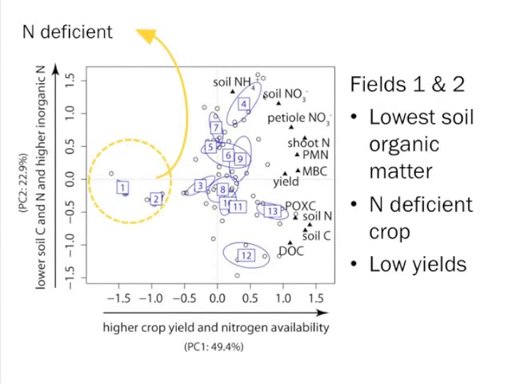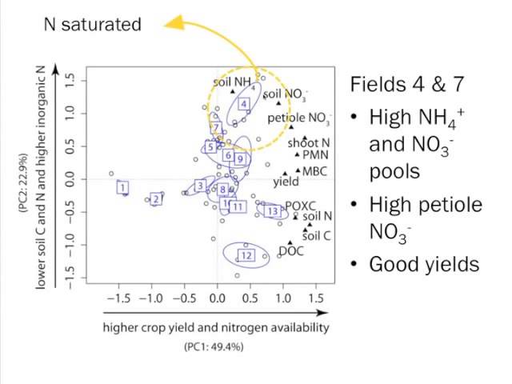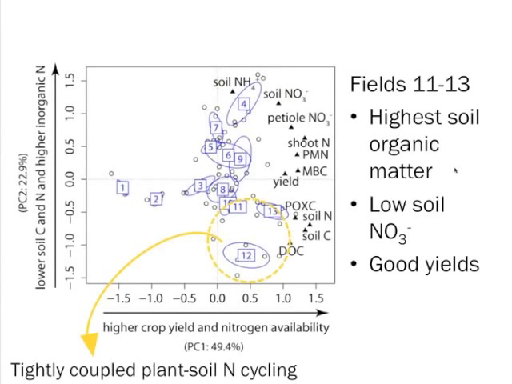And so now we can start to see some of our nitrogen cycling scenarios. Over here, we find fields 1 and 2 all the way over here on the left with low values along that x-axis. And that reflects the lowest soil organic matter, a nitrogen-deficient crop, and lower yields. Then we look up here, high on the y-axis, but with positive values on the x-axis, and we see an example of nitrogen-saturated fields 4 and 7. These fields had higher ammonium and nitrate pools, high petiole nitrate, and good yields. And finally, we can look down.